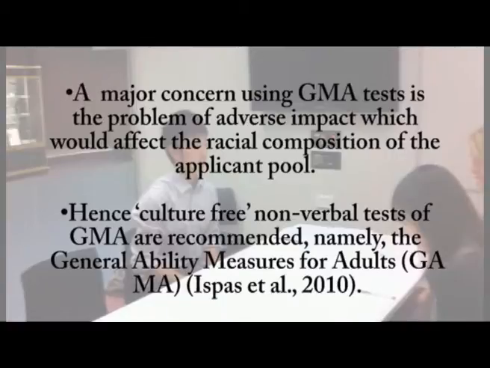However, the major concern of using GMA tests is the problem of adverse impact, which would affect the racial composition of the applicant pool. Hence, culture-free, non-verbal tests of GMA are recommended, namely the general ability measures for adults. Other than adverse impacts, you also can't tell if someone is dedicated to the job and hardworking just using a GMA test. That's why you need to use other selection methods as well.